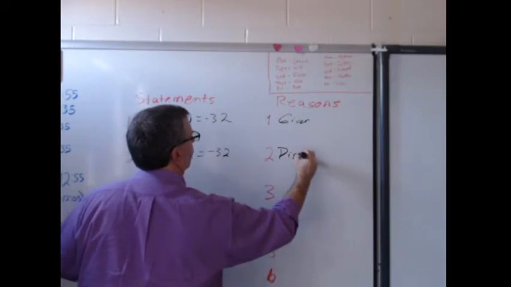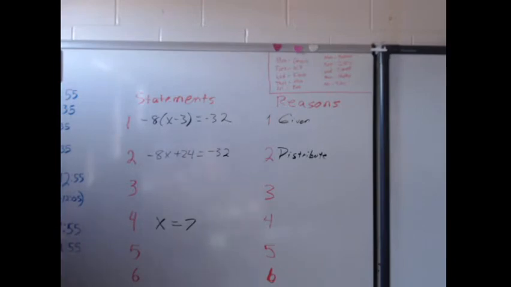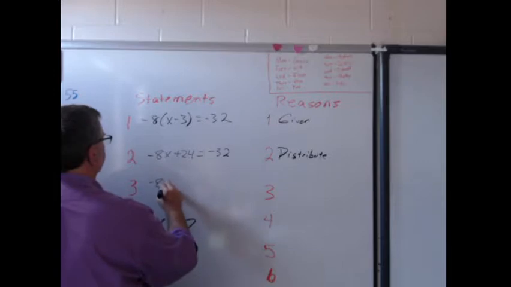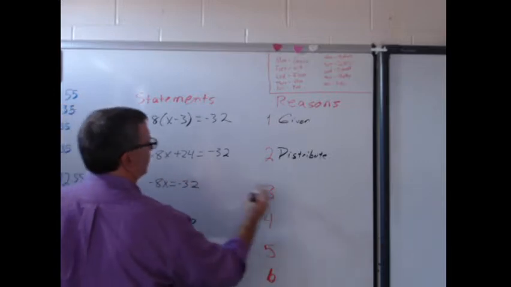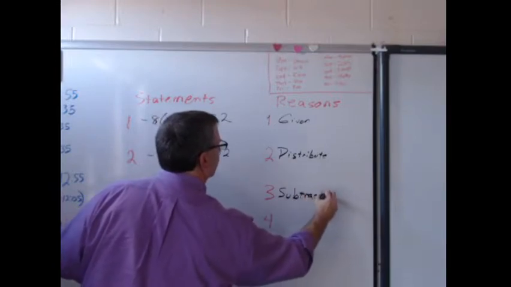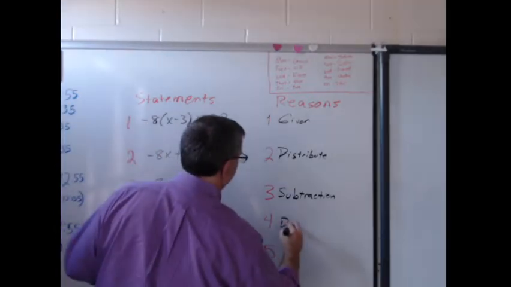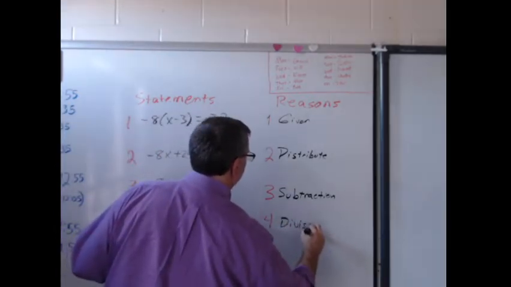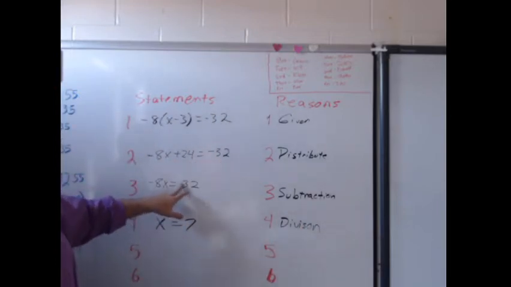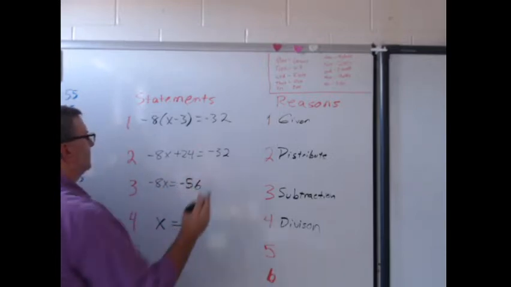I distribute. Then I'm going to subtract 24, so negative 8x is equal to negative 56. So I would use subtraction. Then x is equal to 7, division. 8 times 7 is 56. When you subtract 24 from 32, you get, sorry, that should be 56. My bad. Thank you for catching it, Zach.